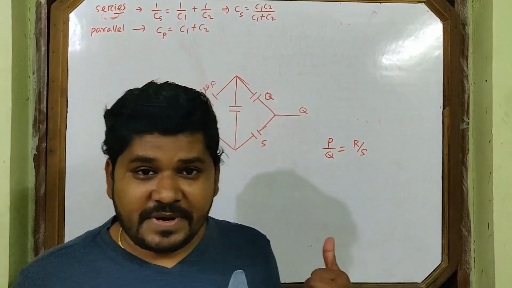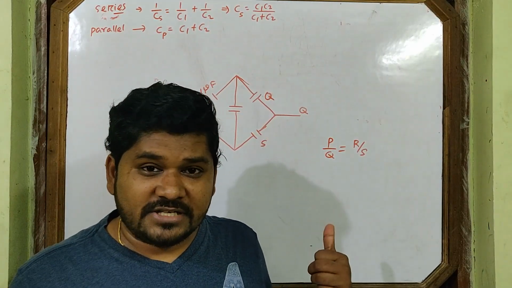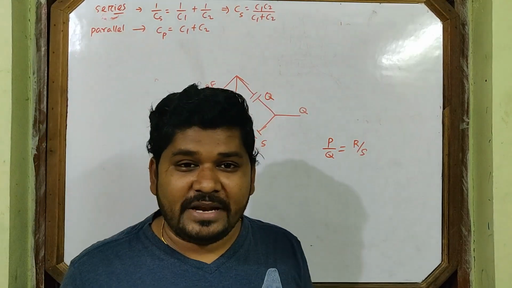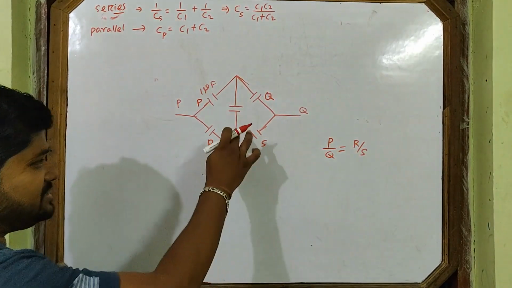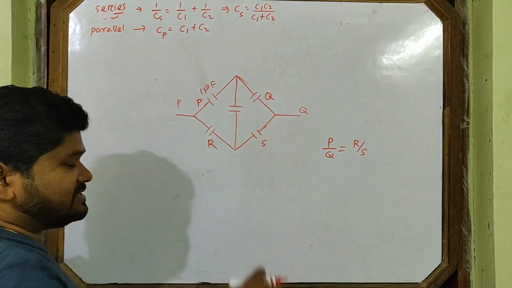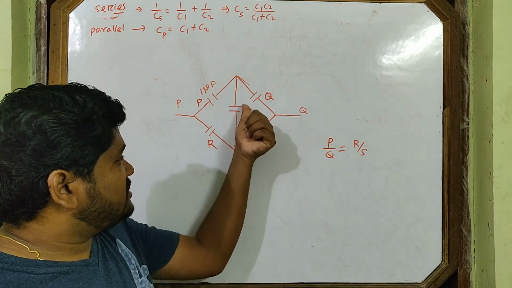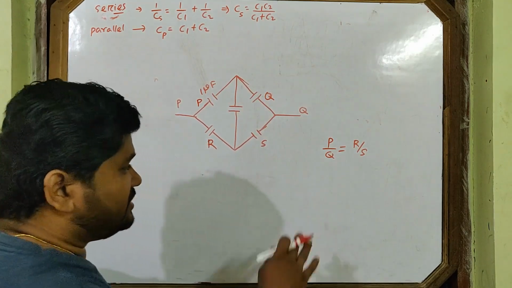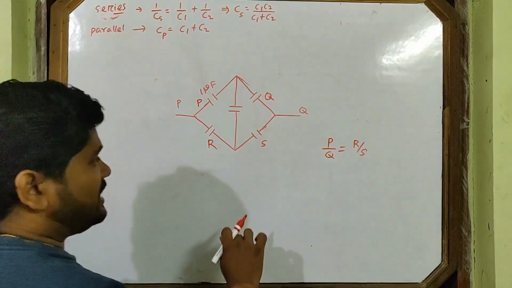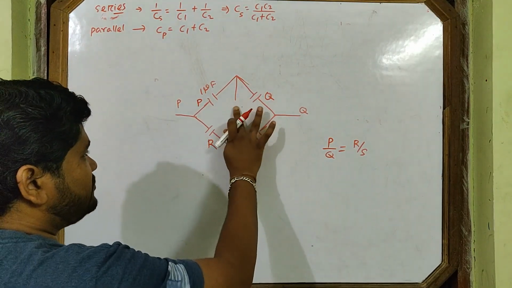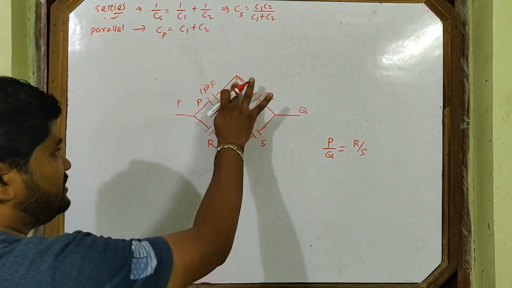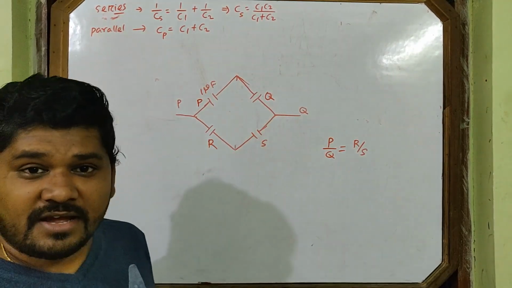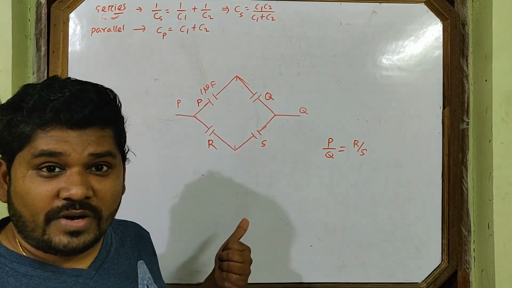Is this condition satisfied? If this condition is satisfied, then this capacitor you just erase, because this capacitor has no role. No current, nothing passes through that capacitor. P by Q is equal to R by S, then you cut this capacitor from here. First you check. Without checking you cannot erase.